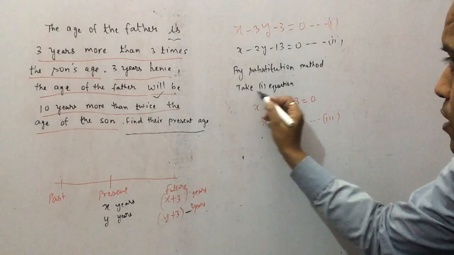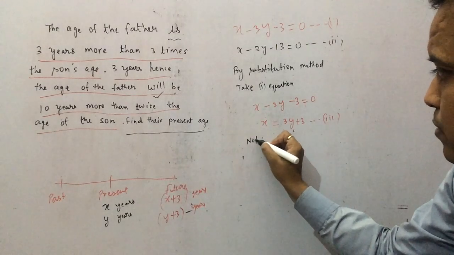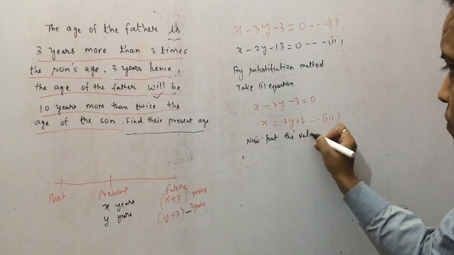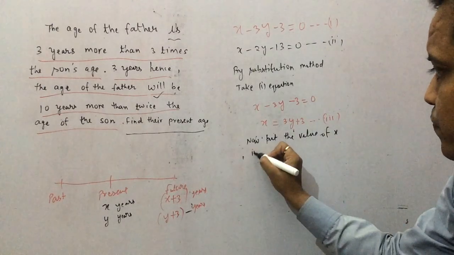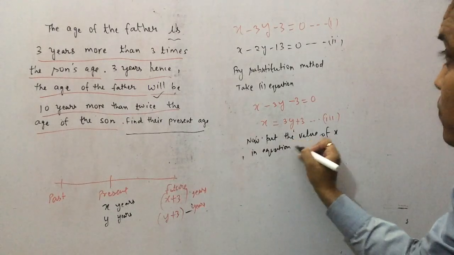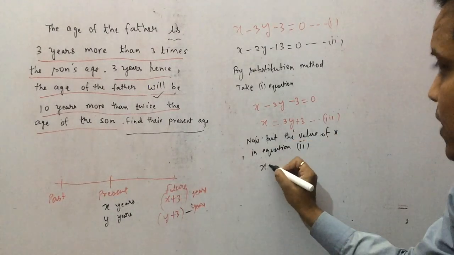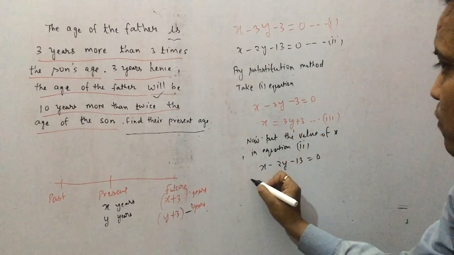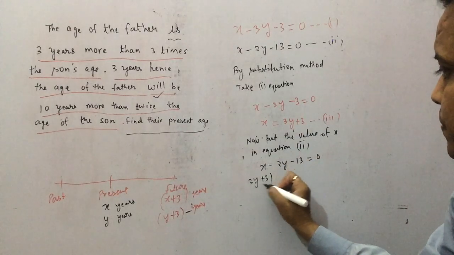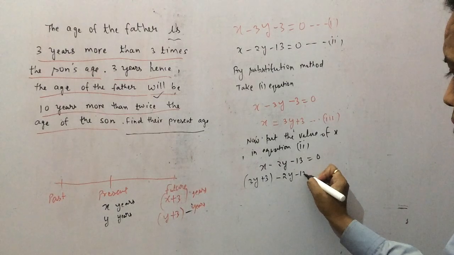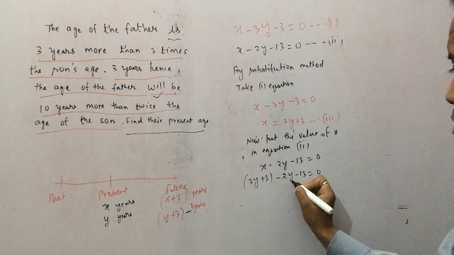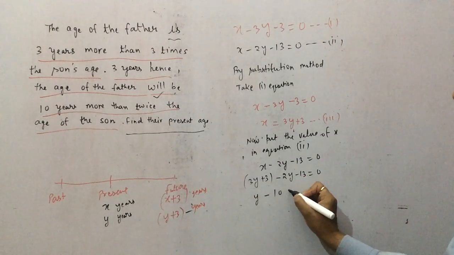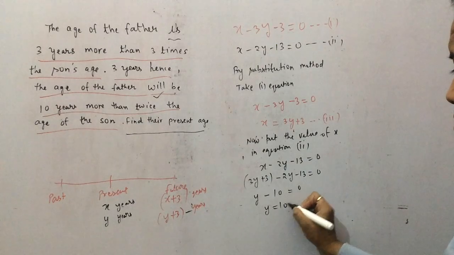Since you have chosen the first equation, now put the value of x in the second equation. So x minus 2y minus 13 equal to 0. Put the value of x here, it would be 3y plus 3 minus 2y minus 13 equal to 0. 3y minus 2y would be y, and 3 minus 13 would be minus 10, equal to 0. So y equals 10.